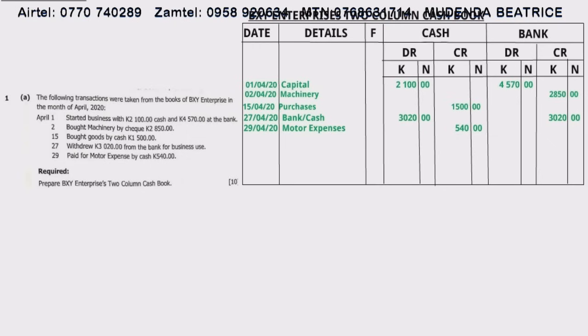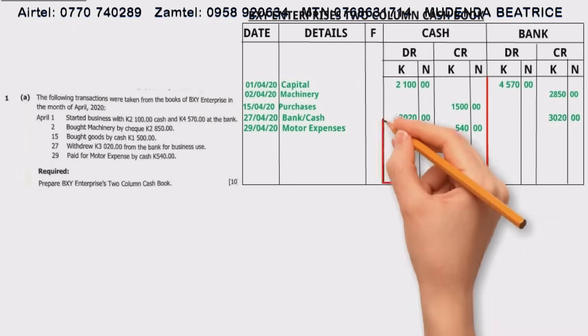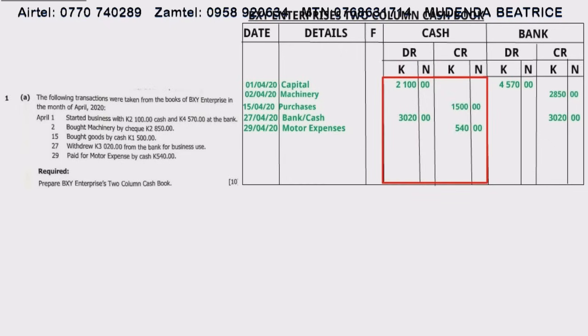So we are going to go under these columns. Basically, one way is to check which column has a sum bigger than the other column. When looking at the cash column, check which side has the bigger sum. If you add the entries, which one gives you a bigger number? That is the one which will determine the money brought down and the money carried down.